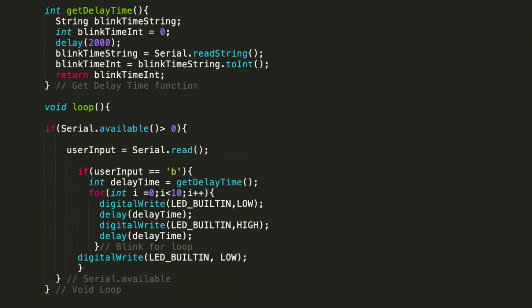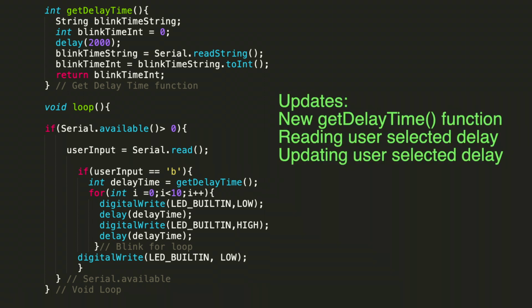Let's go ahead and take a look at the Arduino code. The new updates are a new getTimeDelay function, reading the selected value, and then updating that selected value, which is the delay. And what we're looking at here is the new code that's pulled out so we can see it better.